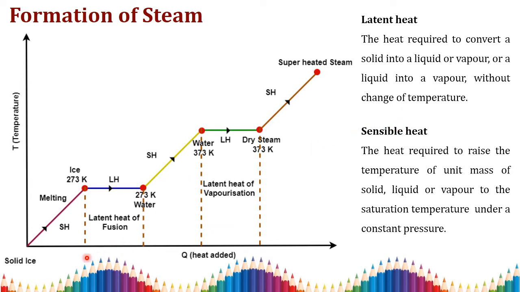So here we are going to understand the formation of steam. For that, we need to know about two terms. The first one is sensible heat and the second one is latent heat. So what is sensible heat? It is the heat required to raise the temperature of a unit mass.